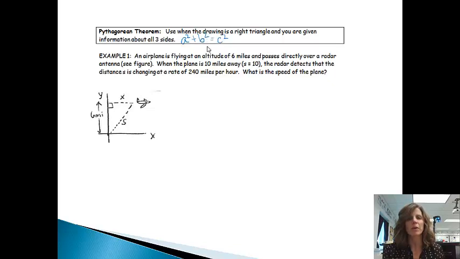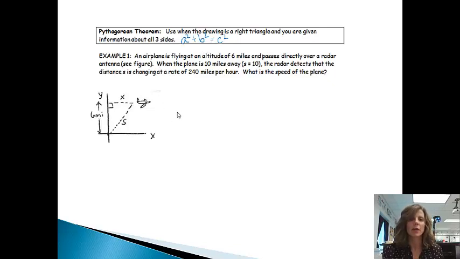This will happen when the information that we draw ends up being a right triangle, and we're given some information about all three sides. Then we will apply the Pythagorean theorem. That will be the formula that we'll use instead of area or volume or something like that. So let's take a look at example 1.